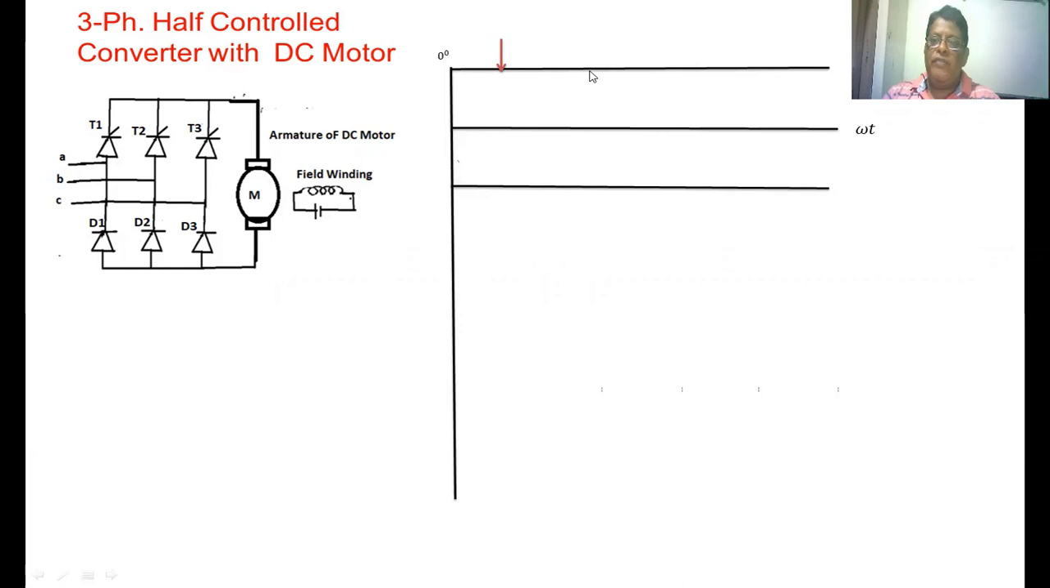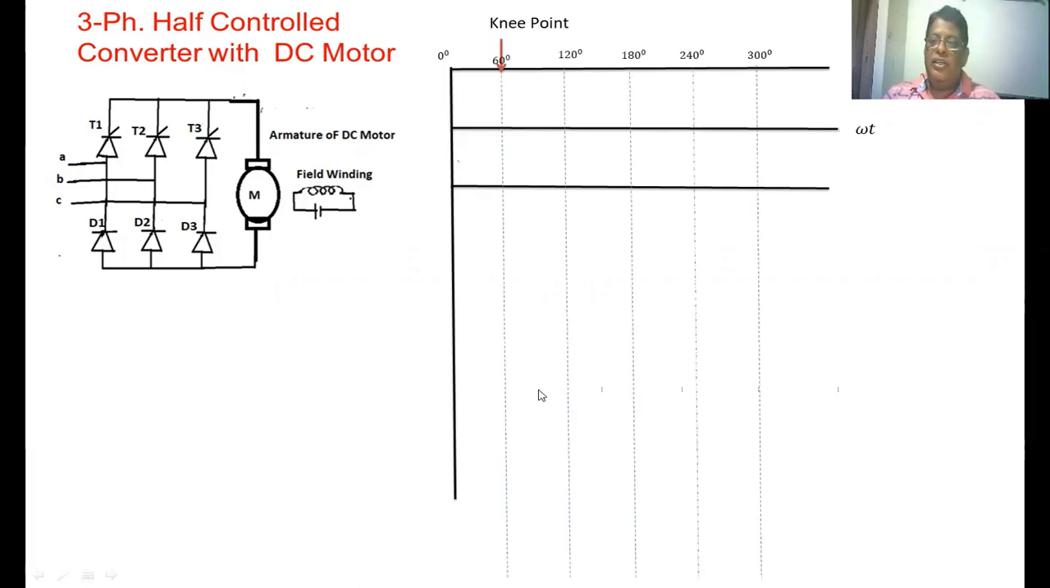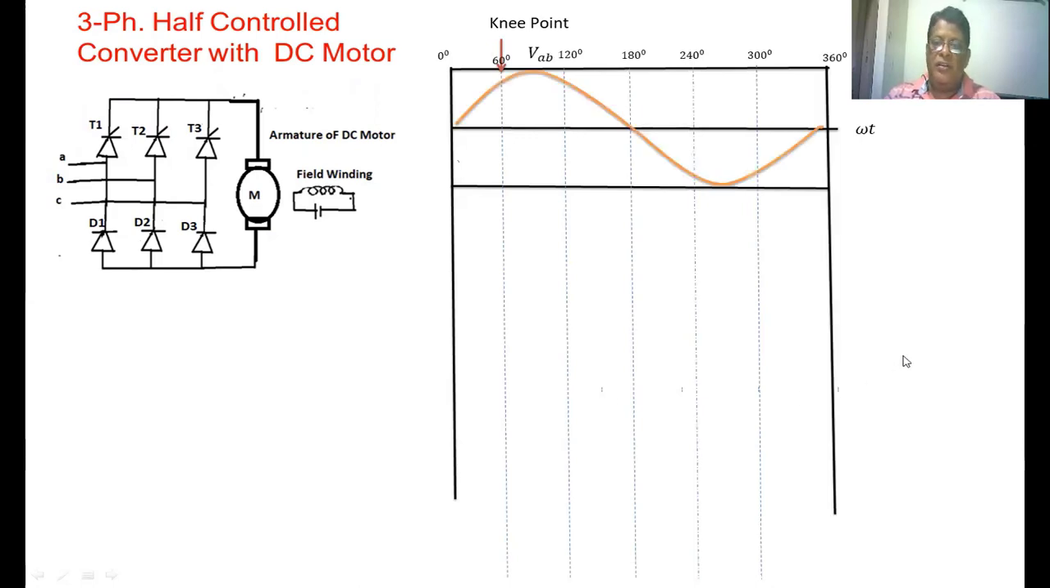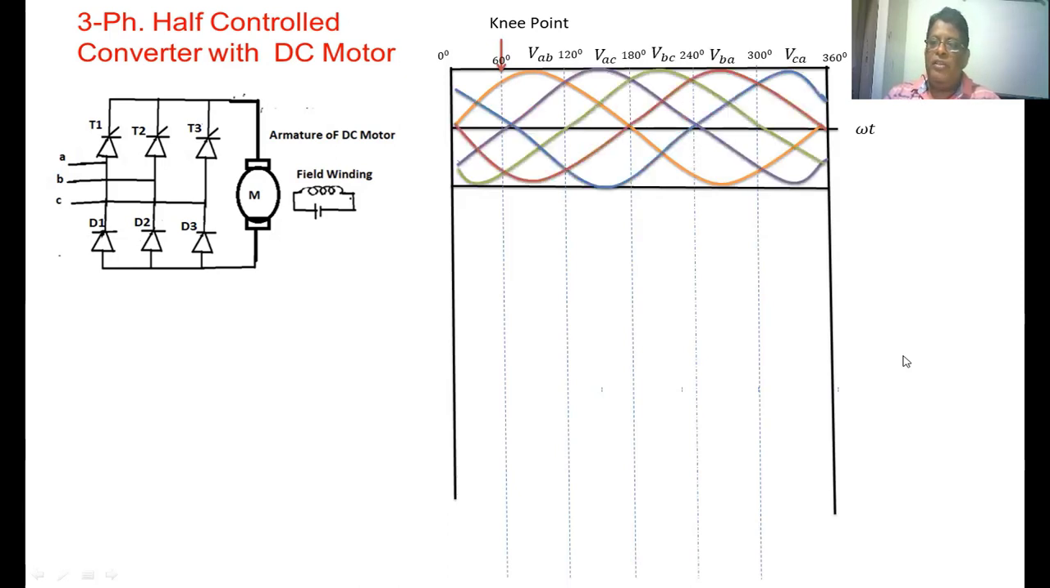This is the positive maximum line voltage. This is the negative maximum line voltage. At every 60 degrees, you have to take one vertical dotted line up to 360 degrees, because we are going to draw the input voltage within the 360 degrees. First VAB voltage, next VAC voltage, next VBC voltage, VBA voltage, next VCA voltage. Lastly, we have drawn the VCB voltage.